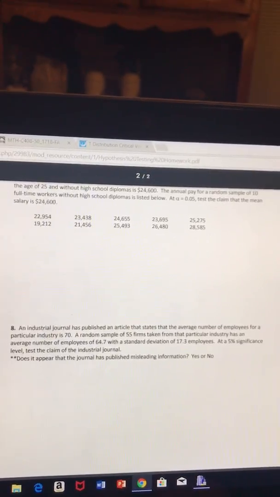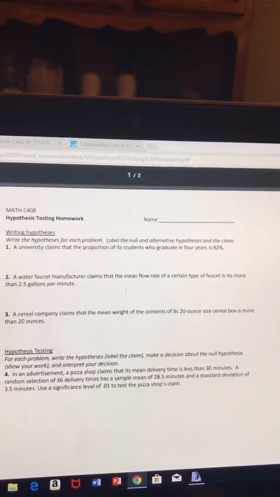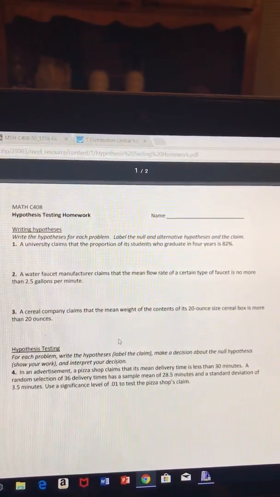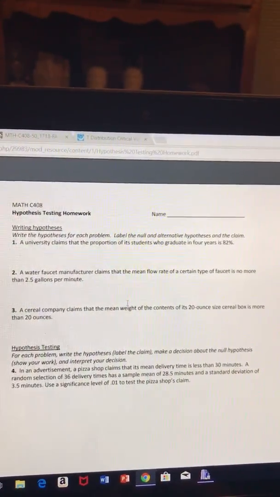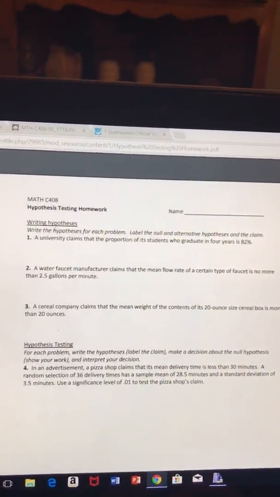So there's 8 questions, so you're going to do 1, 2, 3, 4, 5 hypothesis tests completely, and then for the first 3 you're just going to write the hypotheses, like the first step of the problem. So if you have any questions on that, please send me a message.